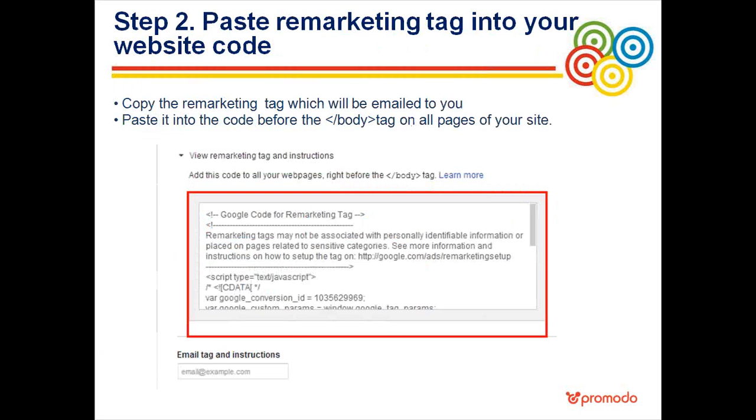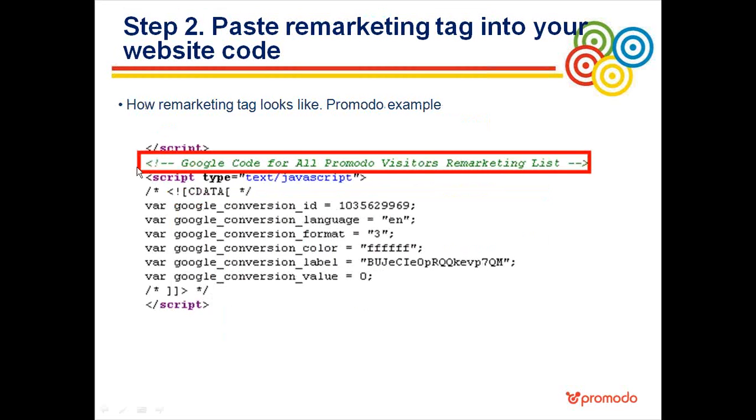When you receive this tag, you copy it and paste into your website code on all the pages of your website. It should be pasted before the body tag, so you can see this is how the code looks like, the beginning of the code. And in real life, this code on the website may look like this. So this is the code from Promoter website.